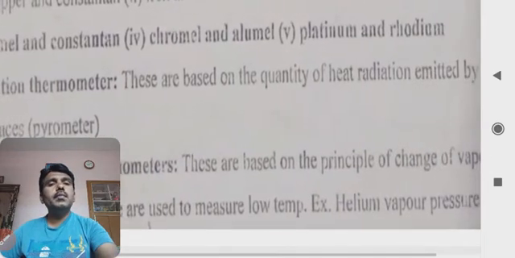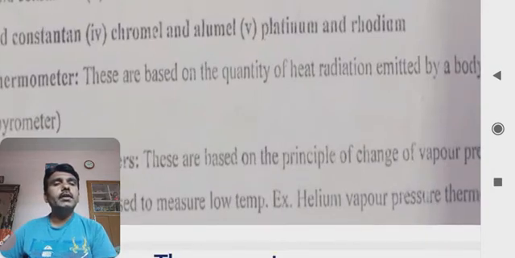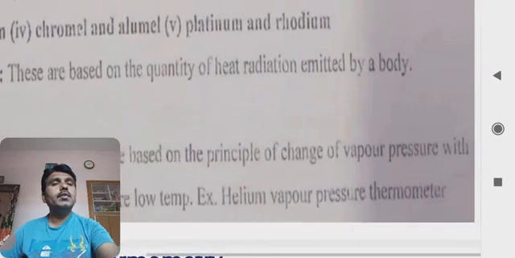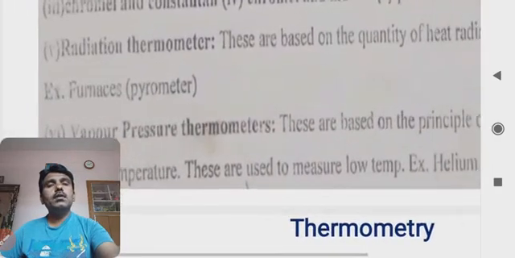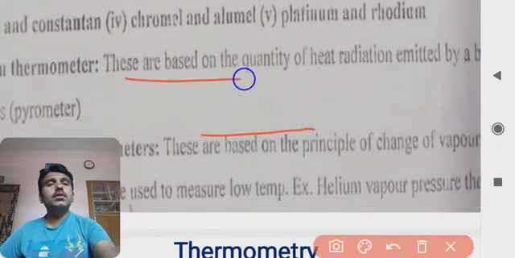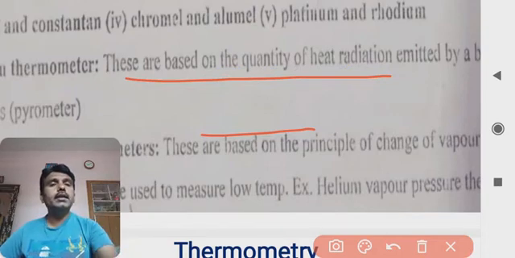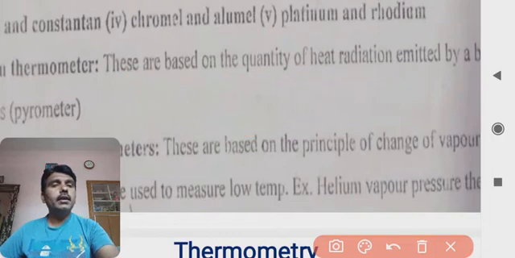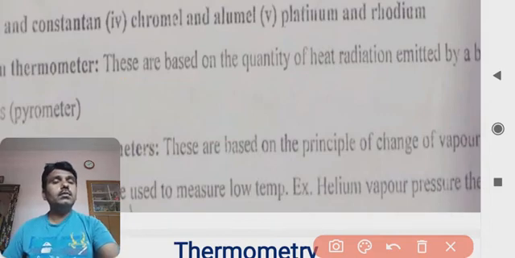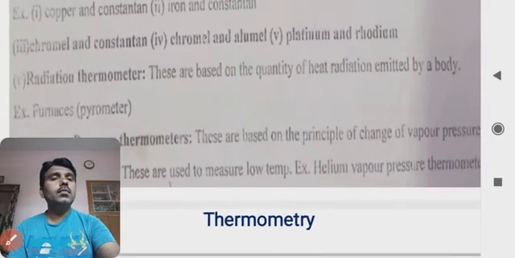The principle for such thermometers is the quantity of heat radiation emitted by a body. It is based on the particular case, and the parameter is one example. Means the radiation variation is totally based on the quantity of heat radiation. म्हणजे टेम्परेचर व्हेरिएशन झाल्यानंतर हीट किती रॅडिएट करायलेत त्याच्यावर radiation emitted by that particular body is going to be calculated. And in this way, such thermometers are called radiation thermometers.